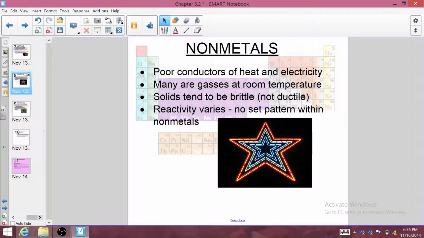Now, nonmetals are poor conductors of heat and electricity. Many of them are gases at room temperature, although we do have some solids like sulfur. And these solids tend to be brittle and not ductile, meaning if I took a piece of sulfur and hit it with a hammer, it's going to break into a bunch of small pieces. It's not just going to bend to the shape of the hammer.